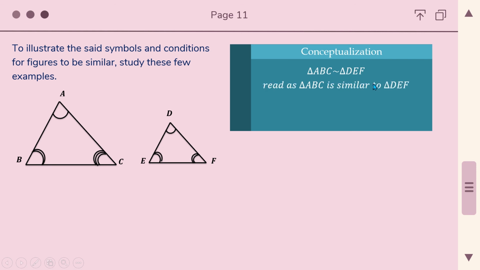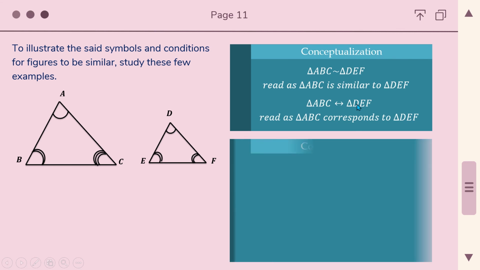How come they are similar? So we read that one as triangle ABC, similar to triangle DEF. And another thing is to establish that triangle ABC corresponds, the symbol double-headed arrow is representing correspondence, corresponds with triangle DEF. Okay. So, kanos ara nga ma-establish ang similarity o correspondence.